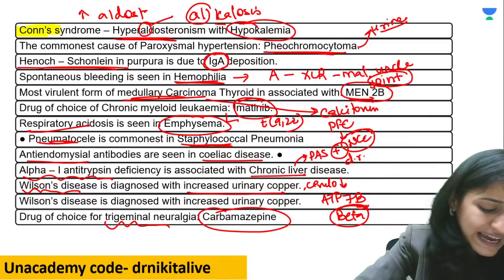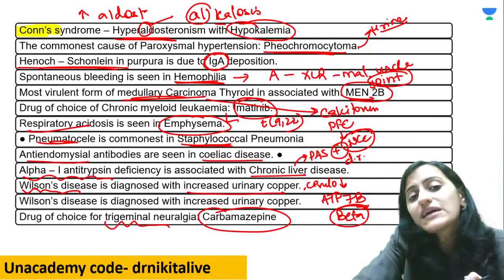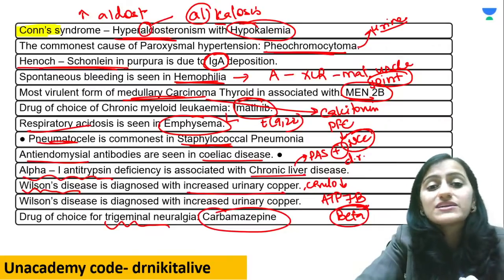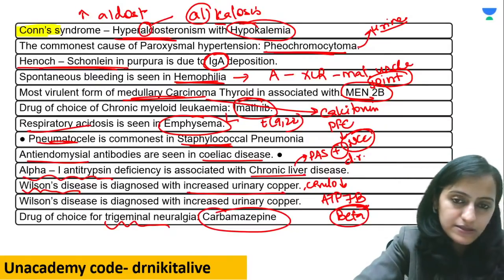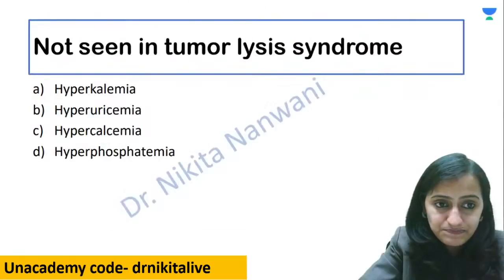Very, very important. Anti-dsDNA is for SLE, specifically to look for the activity of SLE, whether it's active or not active. They do anti-dsDNA for that.